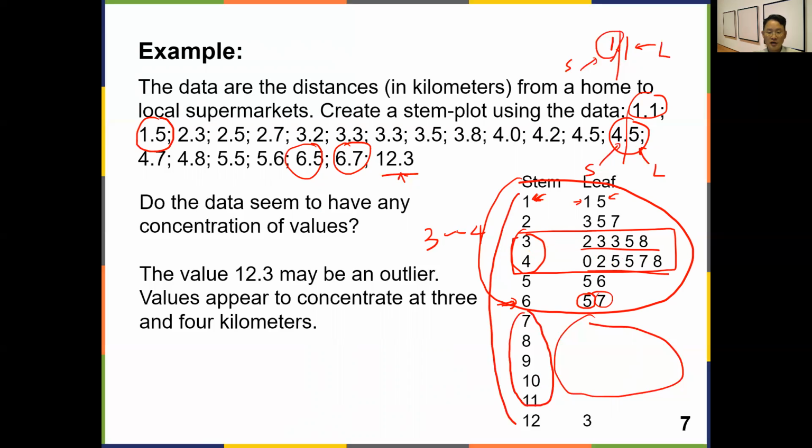And this number 12.3, you don't really have any number in here, but you have this relatively big number compared to the others. And what do you call this number that stands out because it is very different from the others? It's called an outlier. This may be an outlier. And later on, we are going to learn a technique to figure out this outlier.